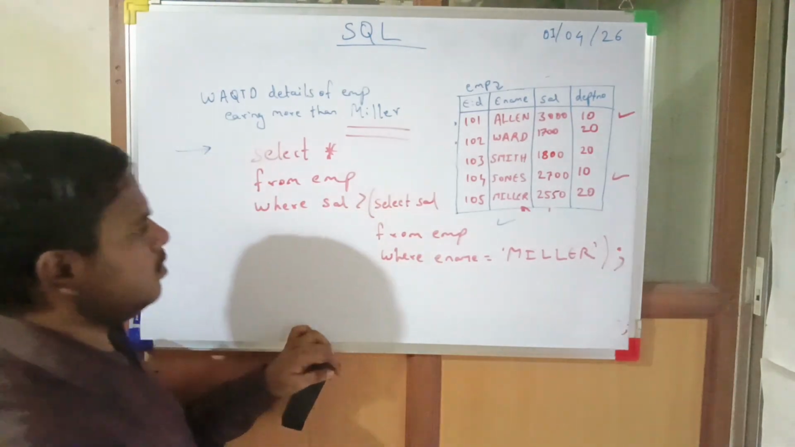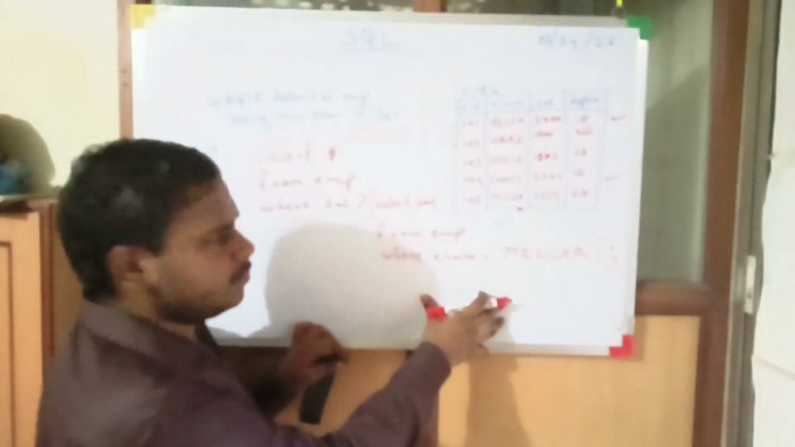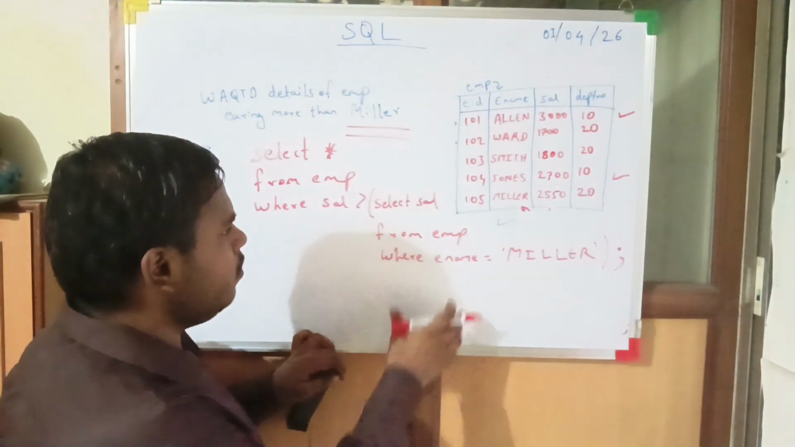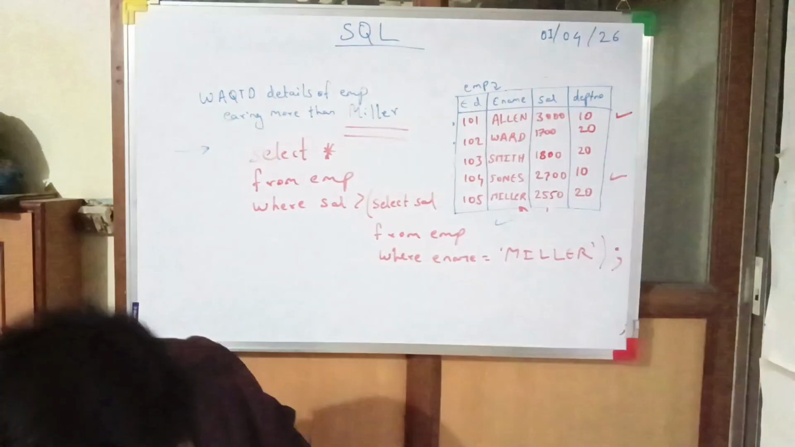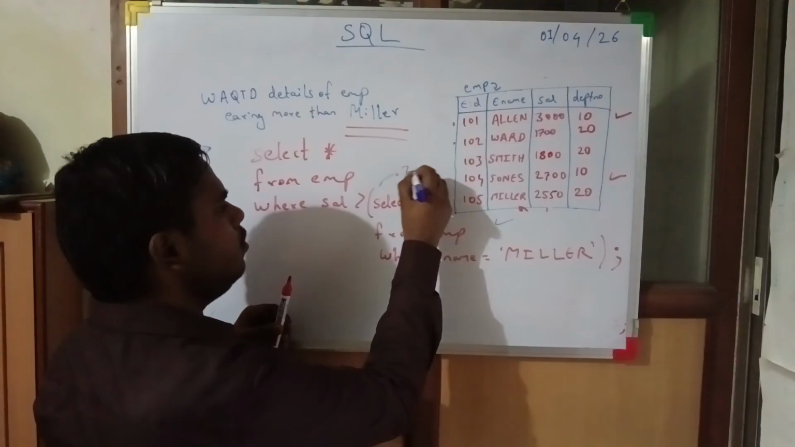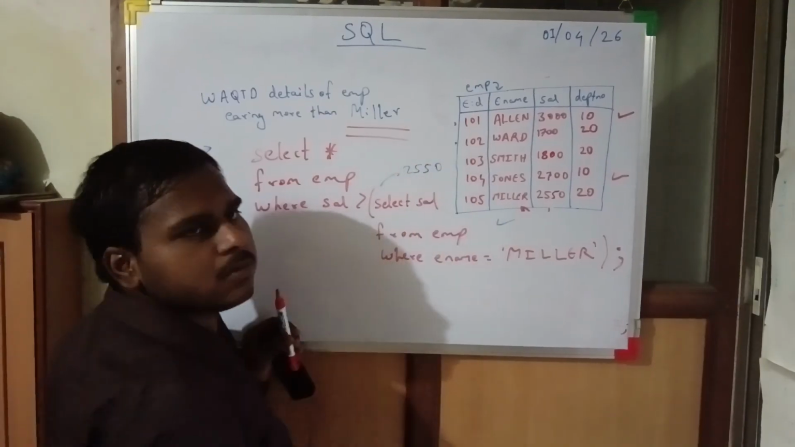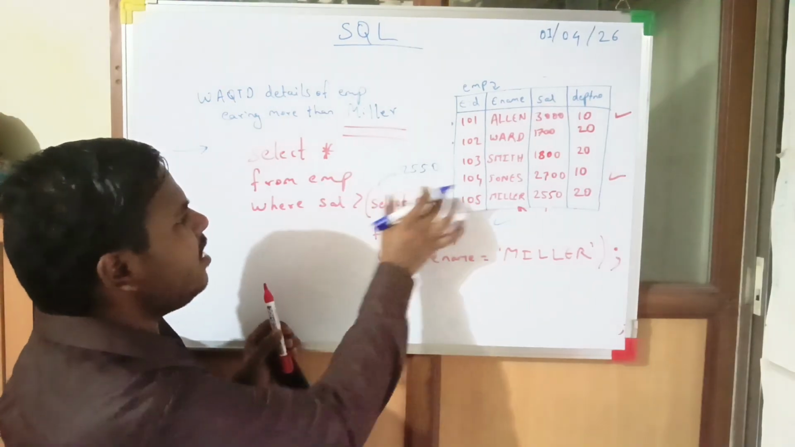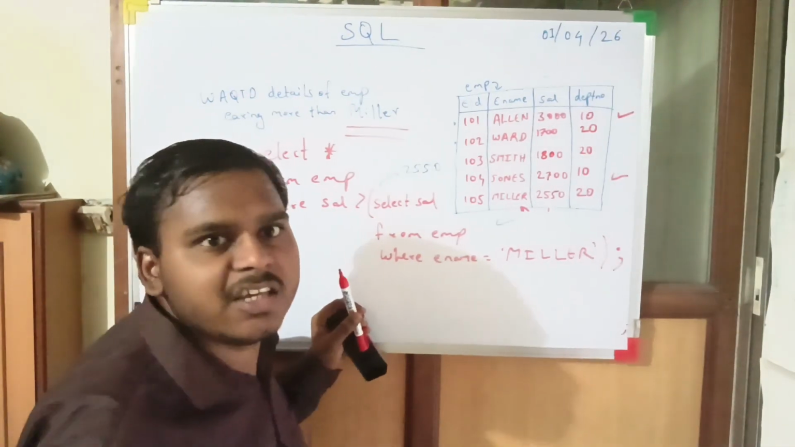Sir, what have you done? See, this is the inner query. This is the outer query. So what is happening now here? The inner query is giving the output 2550. Where salary greater than 2550, I am mentioning here.